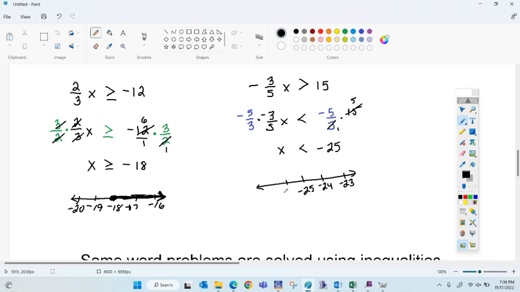And we put our number line in to be heading in the right direction. Open circle, it can't actually be negative 25, but it has to be on the less than or smaller than side. Okay.